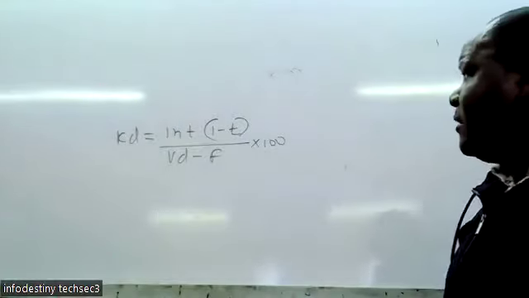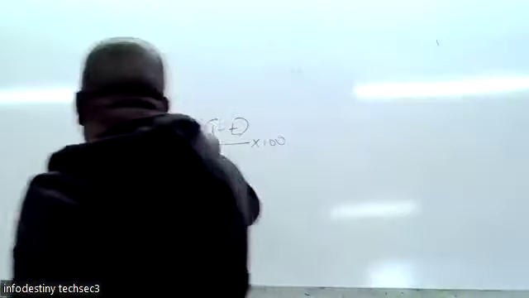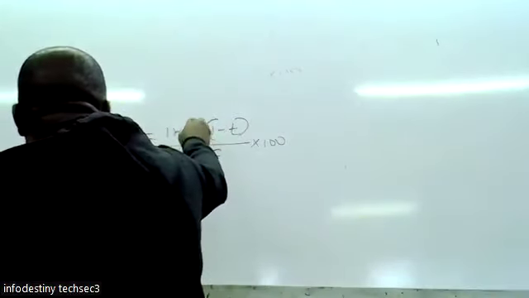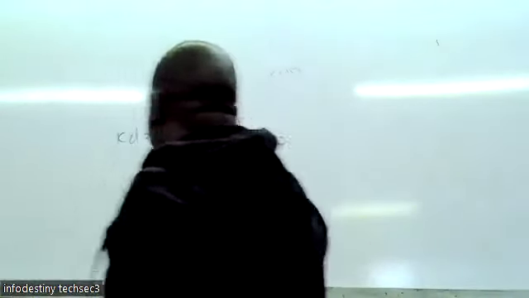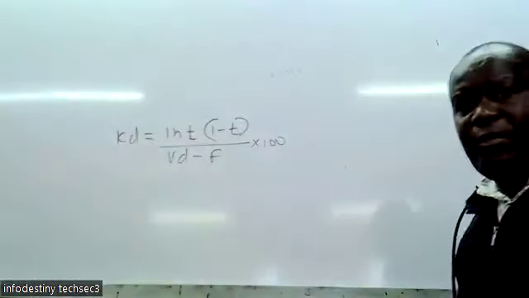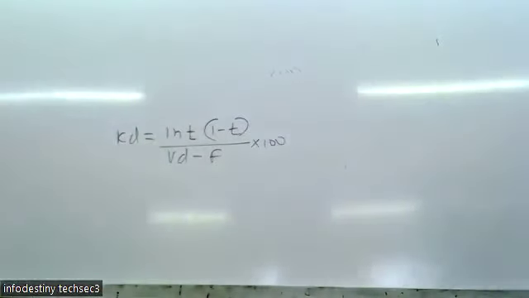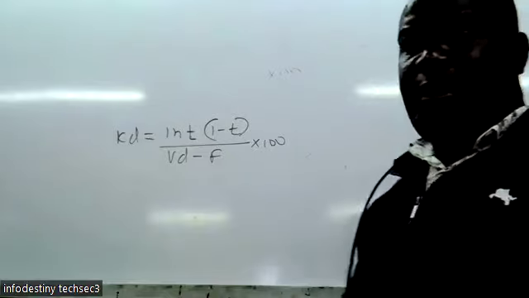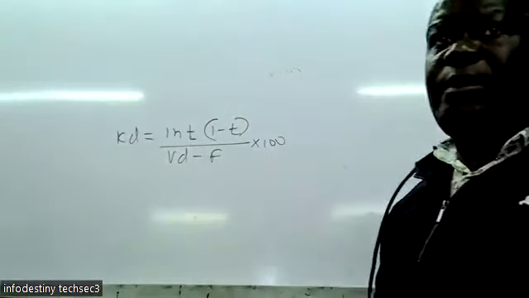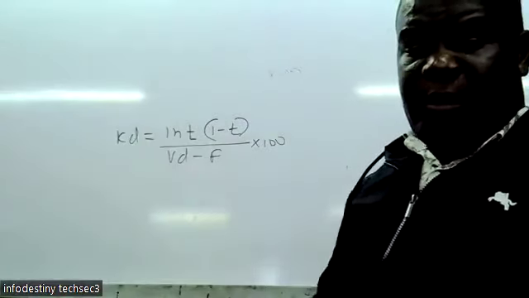So it is interest, in the brackets of 1 minus the tax rate. Then we divide by the current value for the debenture, you subtract the flotation cost, then you express it as a percentage. So that is Roman letter 1.